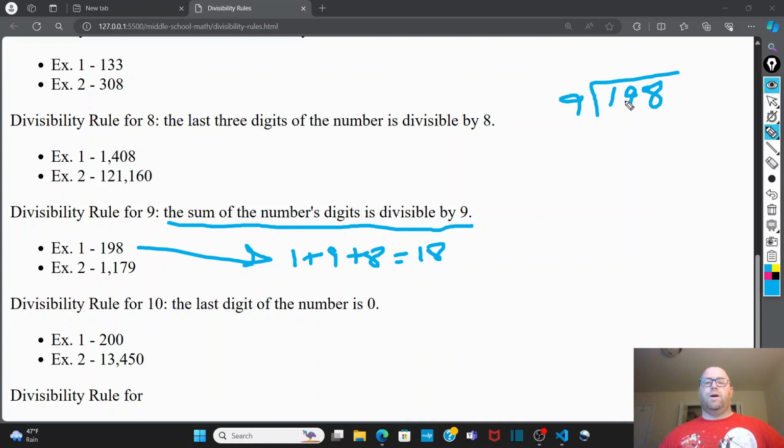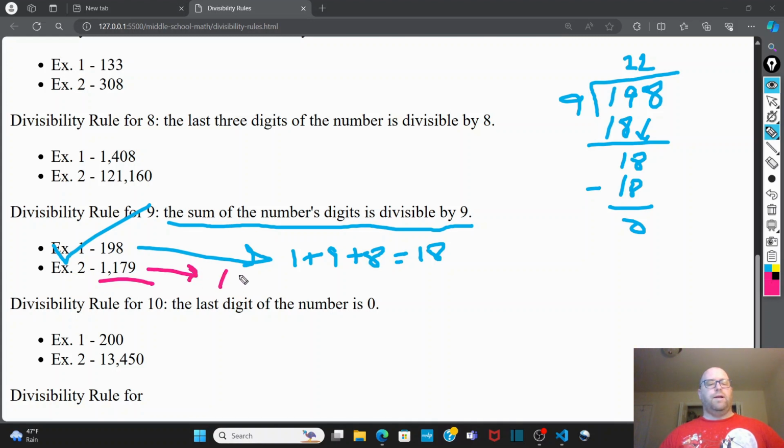So we're going to do 198 and divide that by 9. So 9 doesn't go into 1, goes into 19 twice. 2 times 9 is 18. 19 minus 18 is 1. Bring down the 8. 9 goes into 18 twice. 2 times 9 is 18. And we're left with a remainder of 0. So this first one does check. Let's check this next one here.